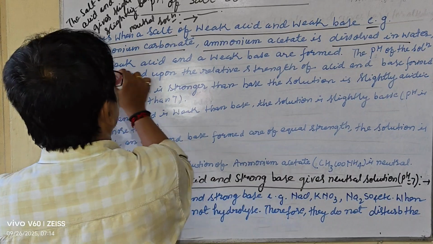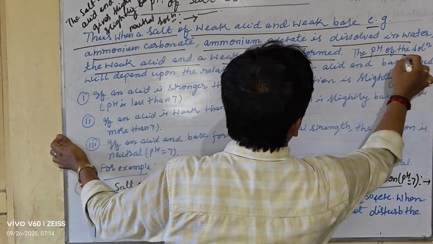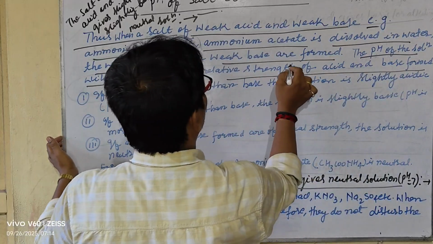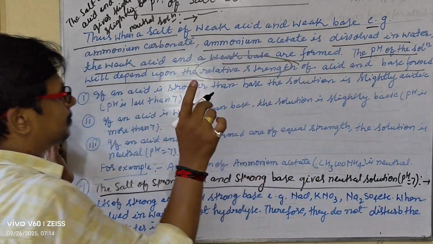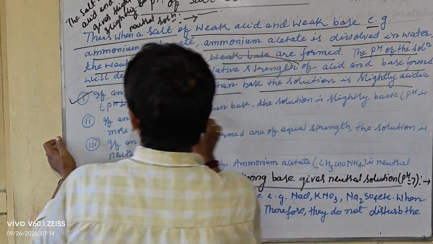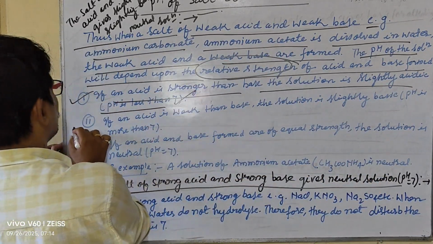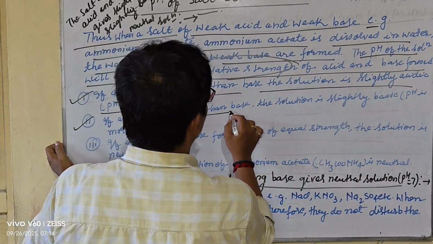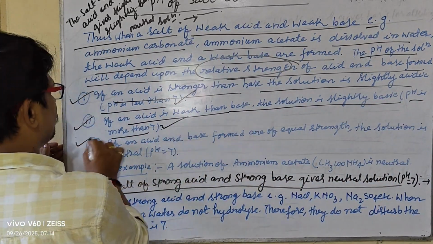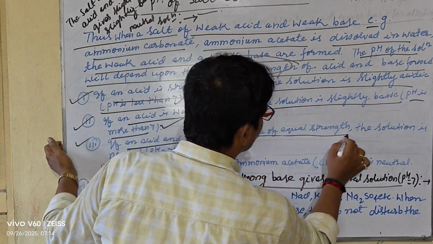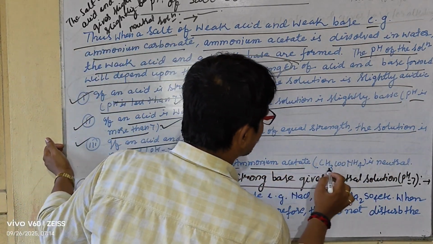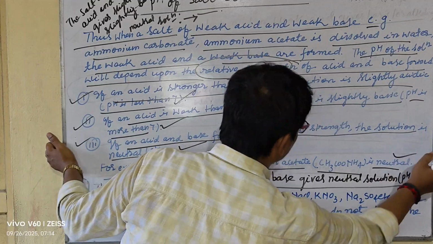water, weak acid and weak base are formed. The pH of the salt will depend upon the relative strength of the acid and base formed. Relative strength is the main point. If the acid is stronger than the base, the solution is slightly acidic, pH is less than 7. If the acid is weaker than the base, the solution is slightly basic, pH is more than 7. If the acid and base formed are of equal strength, the solution is neutral. Example: a solution of ammonium acetate, CH3COONH4, is neutral.